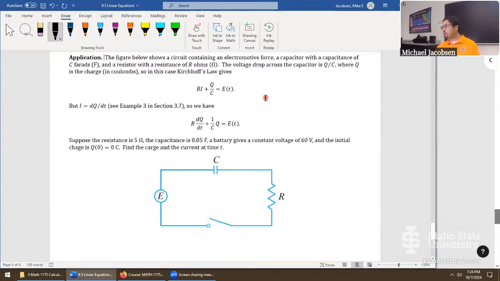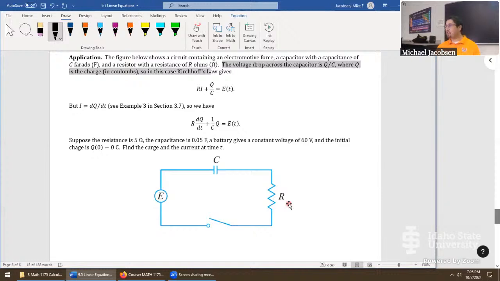The figure below shows a circuit containing an electromotive force. I believe that's supposed to be E for electromotive over here on the diagram. A capacitor, that's got to be the C, with capacitance C farads, so this is the weird units portion, and a resistor with a resistance of R ohms. So there's our resistor. They tell us next, the voltage drop across the capacitor is Q divided by C. I'll just trust them on that, where Q is charge in coulombs.